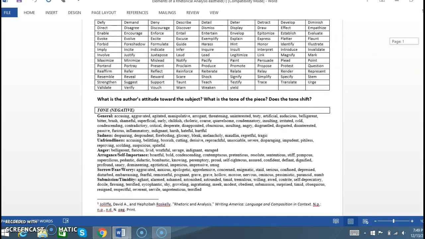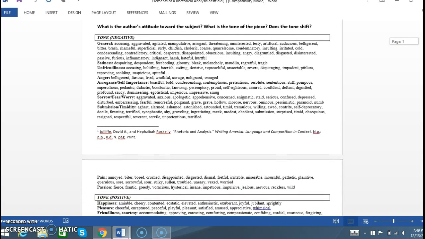Also, the notes have different types of tone words. If you're trying to depict the artist's attitude about his topic, you can look at this document, or if you're trying to describe the mood that the image creates, these tone words will help you with that as well.